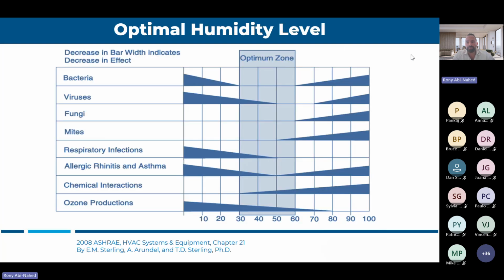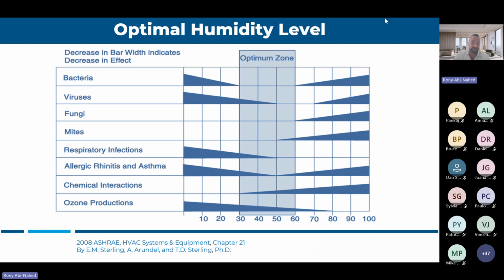So usually, I believe if you've had any humidification presentation from any supplier, you've seen this chart. That's called the Sterling chart. It tells you that most of the time you need to be between 30 and 60% relative humidity. Below 30, you'll have problems with viruses, bacteria, and allergies. Higher than 60, you'll have different problems like fungi, mites, and all these types of things.